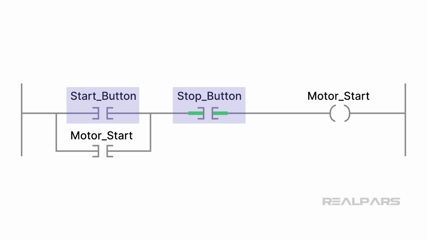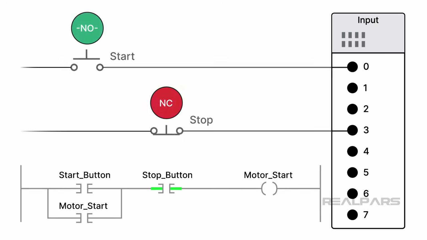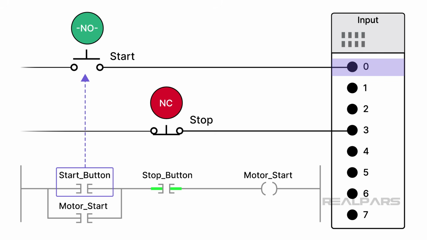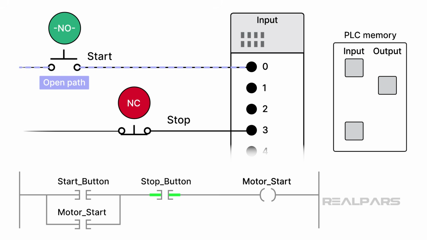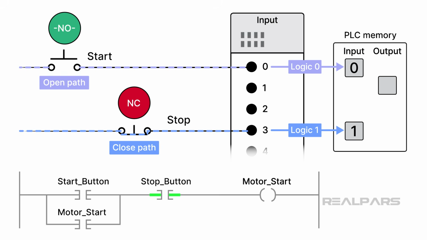These input instructions receive their marching orders from the physical devices connected to the PLC. How does that happen? Inside the program, the start button instruction is configured to monitor the status of terminal 0 on the PLC input, and the stop button instruction is configured to monitor the status of terminal 3. An open path to the terminals results in a logic 0, and a closed path results in a logic 1. These logic values are stored in specific PLC memory locations.